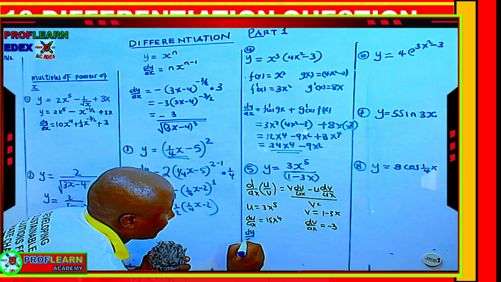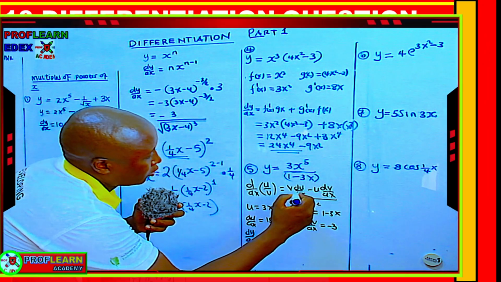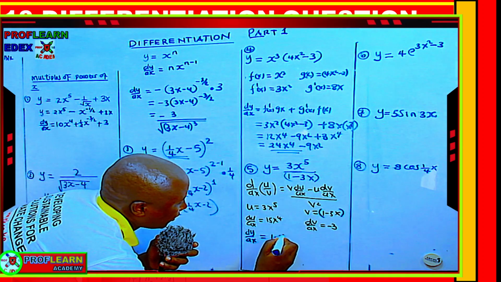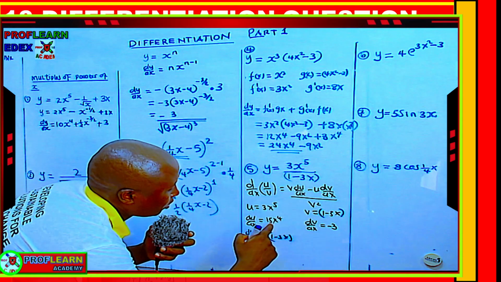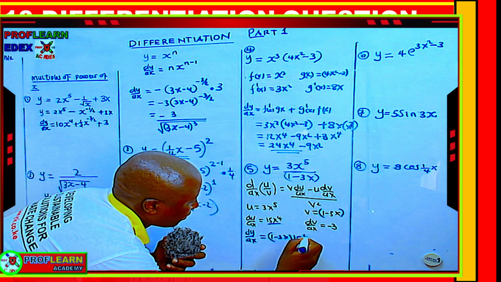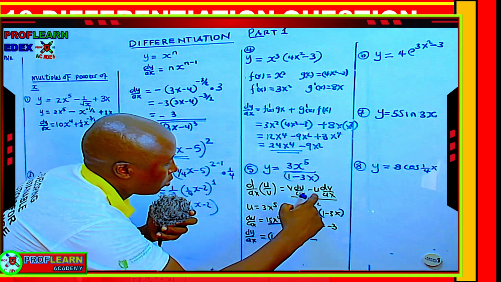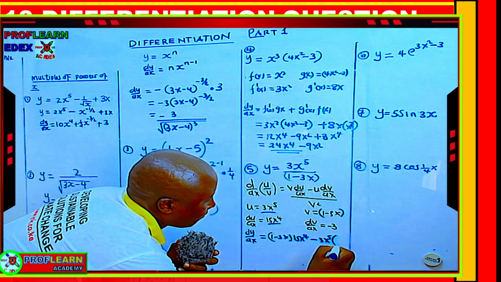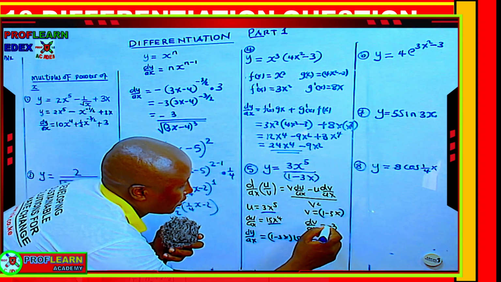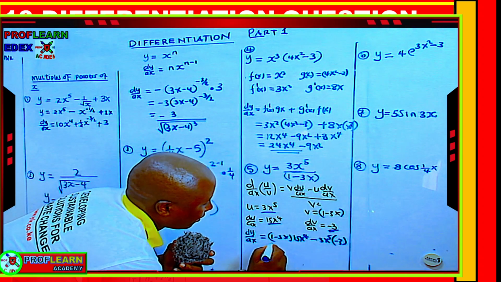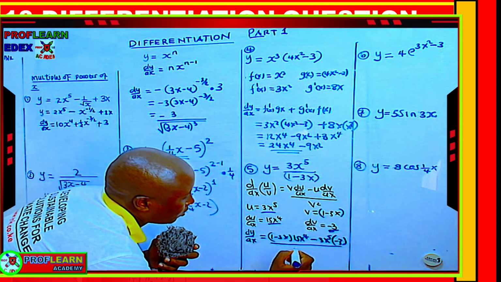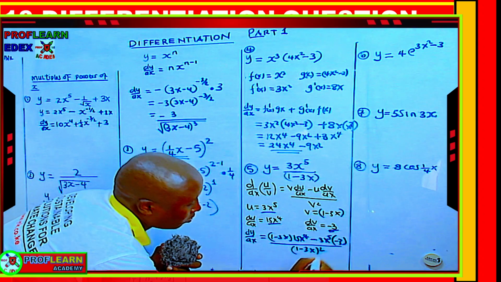Okay, which means that our dy/dx in this case is going to be v. Our v was 1 minus 3x, times du/dx, which is 15x^4, minus u. Our u is 3x^5, into bracket dv/dx, and dv/dx here is minus 3. Then divide by v squared, and our v was 1 minus 3x, squared, like that.